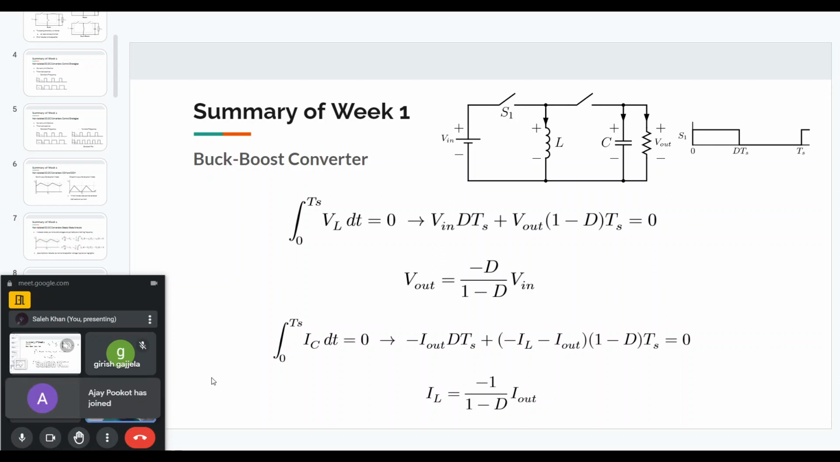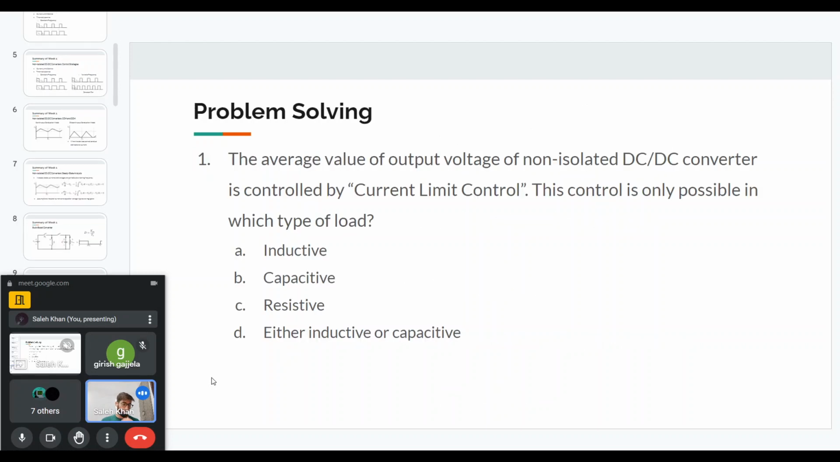So if you go to the first week lectures, the online NPTEL lectures, at the end of the first week, you will find that this is one of the books that is recommended. I believe the other book is Power Electronics by Ned Mohan that I also mentioned in the last week. So there you will find a lot of good information about DC-DC non-isolated converters. So now let's just move on to the problem solving session.